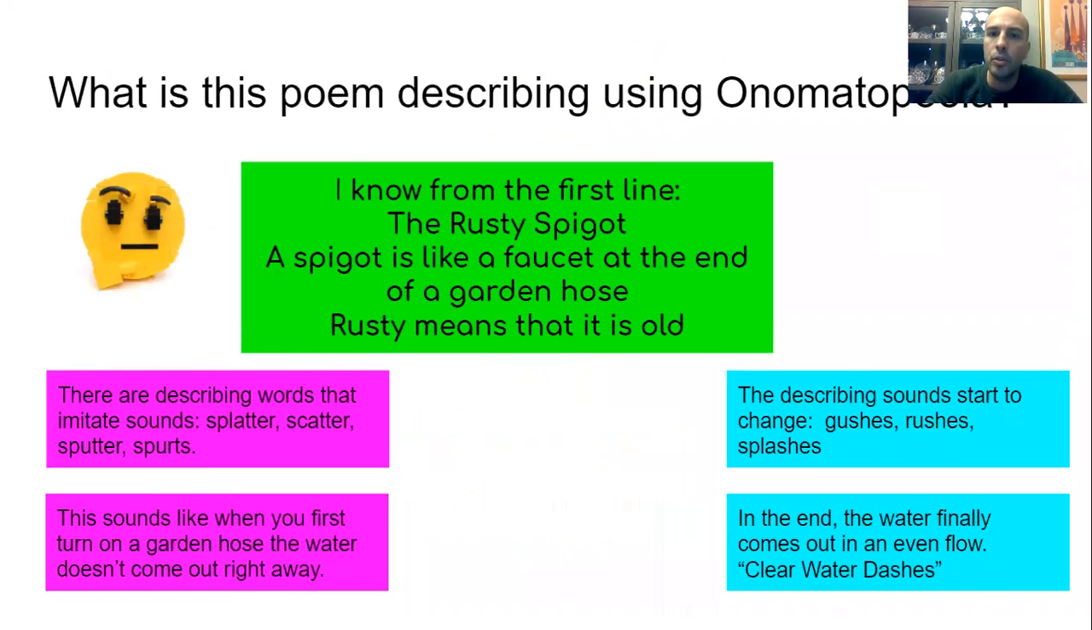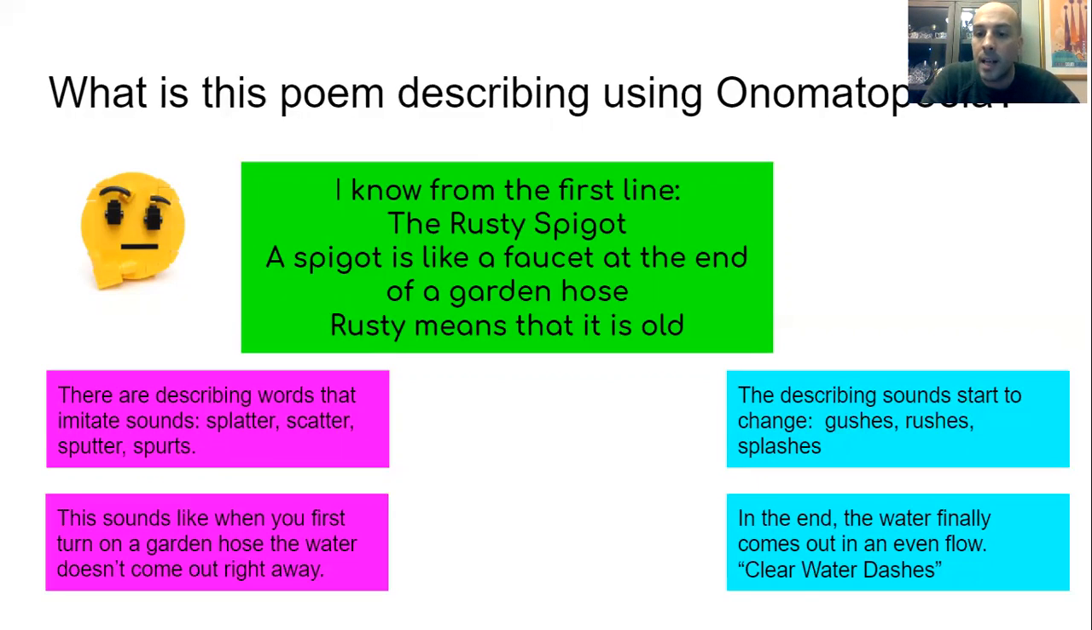So what is this poem describing using onomatopoeia? Well, I know from the first line, the rusty spigot, that a spigot is like a faucet at the end of a garden hose. Rusty means that it's old. So there are describing words that imitate sounds like splatter and scatter and sputter and spurts. And this sounds like when you first turn on a garden hose, the water doesn't always come right away, right? You have to wait for it to get from the spigot to the end of the hose, and it makes that weird sputtering noise, and you're just kind of waiting.